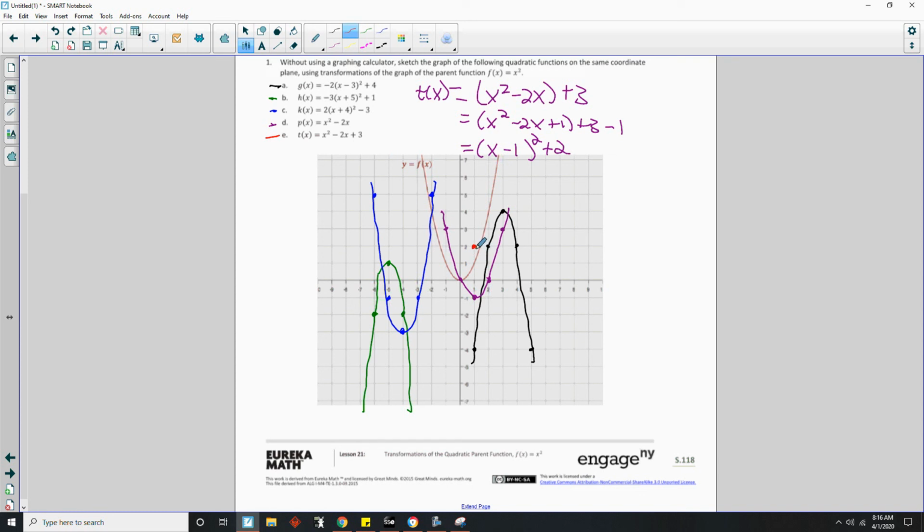There's my vertex. A is 1, so it's just going to be over 1, up 1. And on the other side as well. And over 2, up 1, 2, 3, 4. Over 2, and we are right here. Okay. And there is the graph of t of x in red. Okay, so those are all the transformations of the parent function f of x, as indicated.